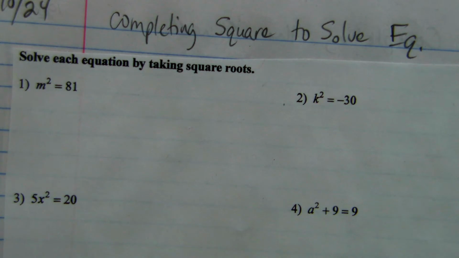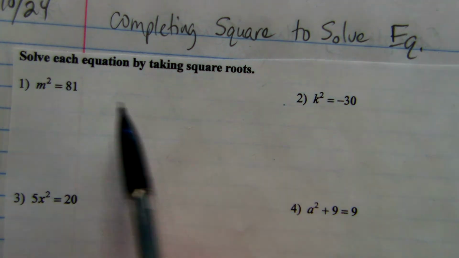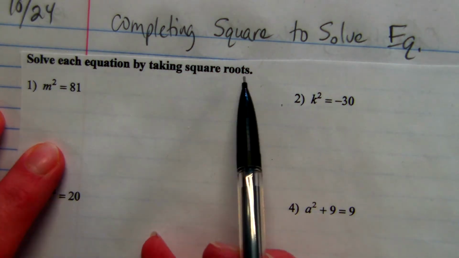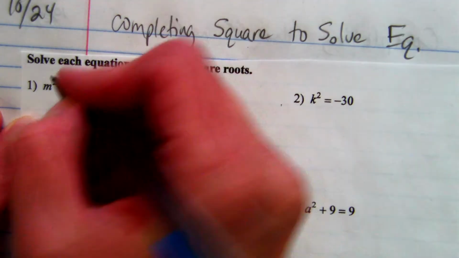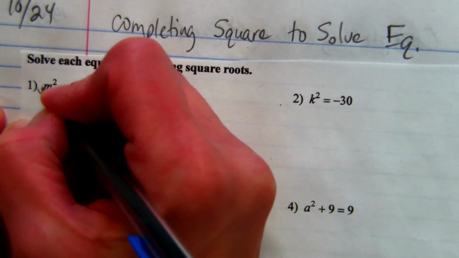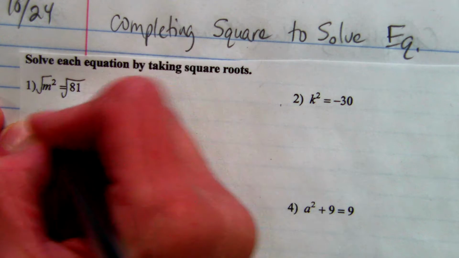So we're going to start this lesson by looking at just how you solve equations that have squares in them by taking square roots. So it says solve each equation by taking square roots. So I have m squared equals 81. The opposite of squared is square root. So I square root both sides.